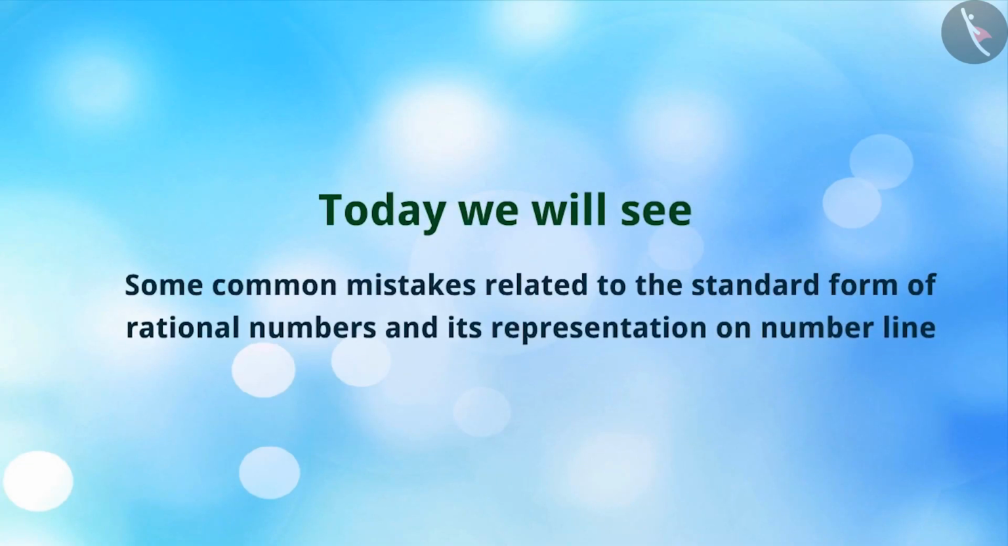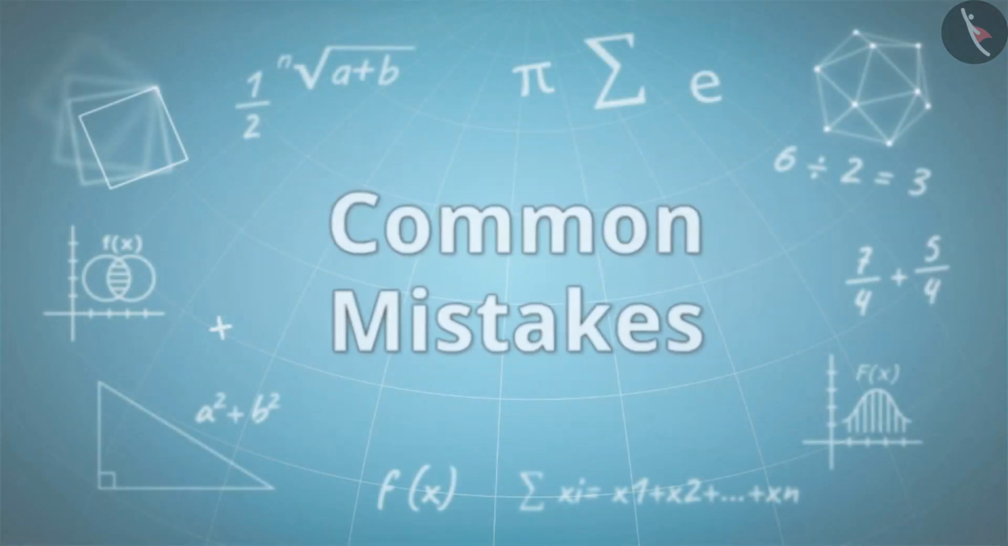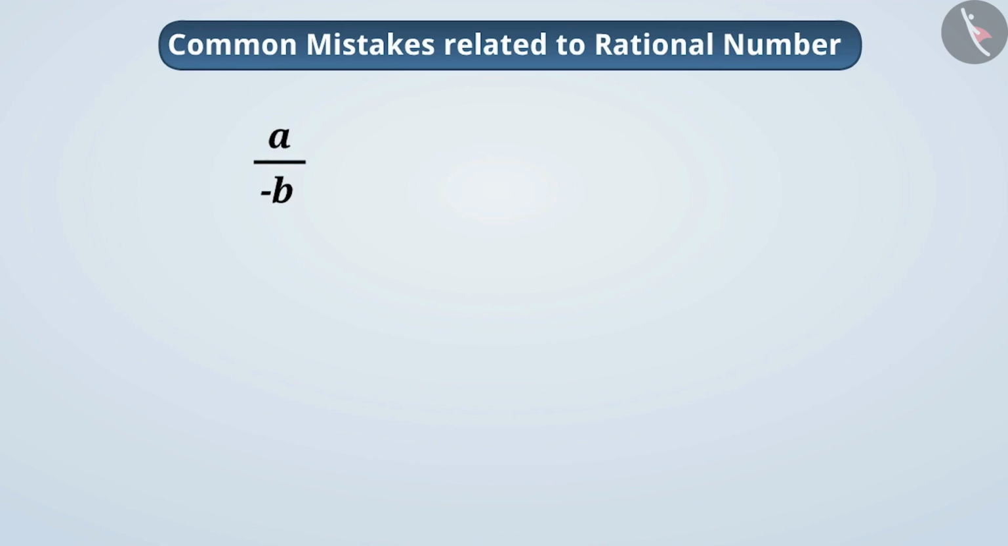Today we will see some common mistakes related to the standard form of rational numbers and representation on a number line. Children often make some simple mistakes while obtaining the standard form of rational numbers. Let's understand them. Children understand it correctly that if the standard form of the rational number is to be obtained, then its denominator should be first converted to a positive integer. But they use the wrong method to convert the denominator positive.